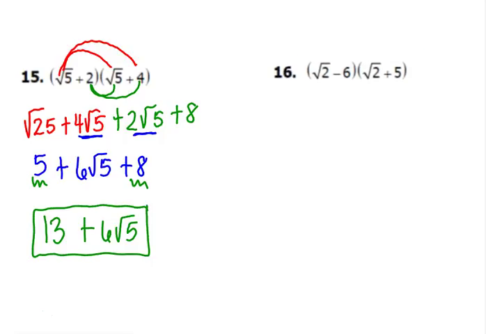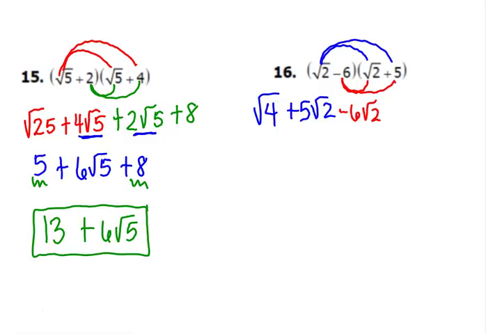Let's try another one. So we're going to take square root of 2 times the square root of 2 and get square root of 4. 2 times square root of 2 times 5 would be 5 square roots of 2. Now multiply through with negative 6. Negative 6 root 2 times negative 30.